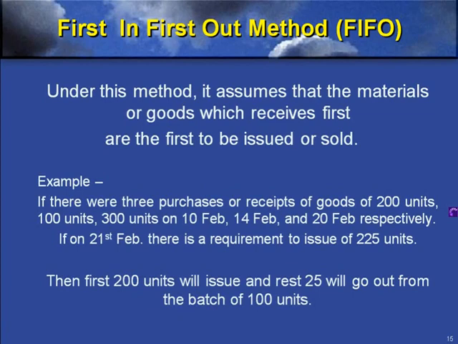So first we actually received, in this particular case, on 10th February 200 units. So for issuing 225 units, we will use that 200, and the rest 25 will come from the batch of 100 units, because it came before the 20th, on 14th February. So at the end of this question, what we are keeping in store is 75 units and 300 units of 14th February and 20th February.